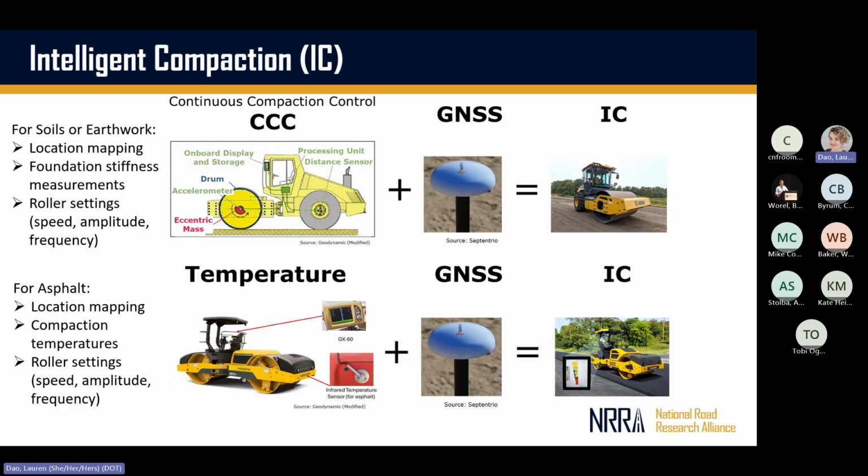Okay, we've got intelligent compaction. I feel like everyone's probably pretty familiar with what this is. If you're using it for a soils project or foundation information, you've got an accelerometer mounted on your vibratory drum. You're able to measure the response of whatever you're sending into the ground. As it gets stiffer, that response is changing, so you're able to get a nice map of stiffness information.